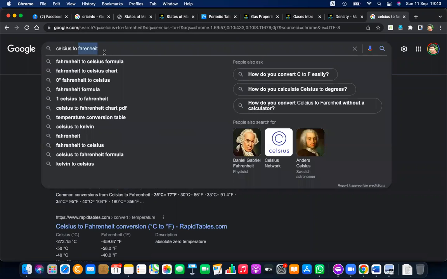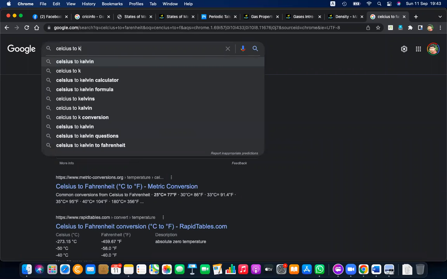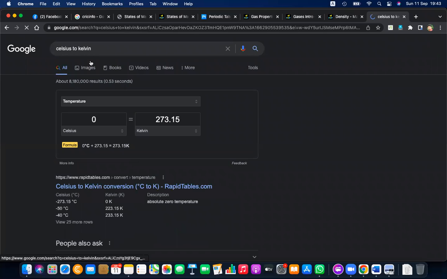And then Celsius to Kelvin or Kelvin to Celsius. Basically, it is 0 Celsius plus 273. You have to add 273 to get the Kelvin. That means if you have 100 Celsius, it is 373 Kelvins, because you have to add 273 to that.